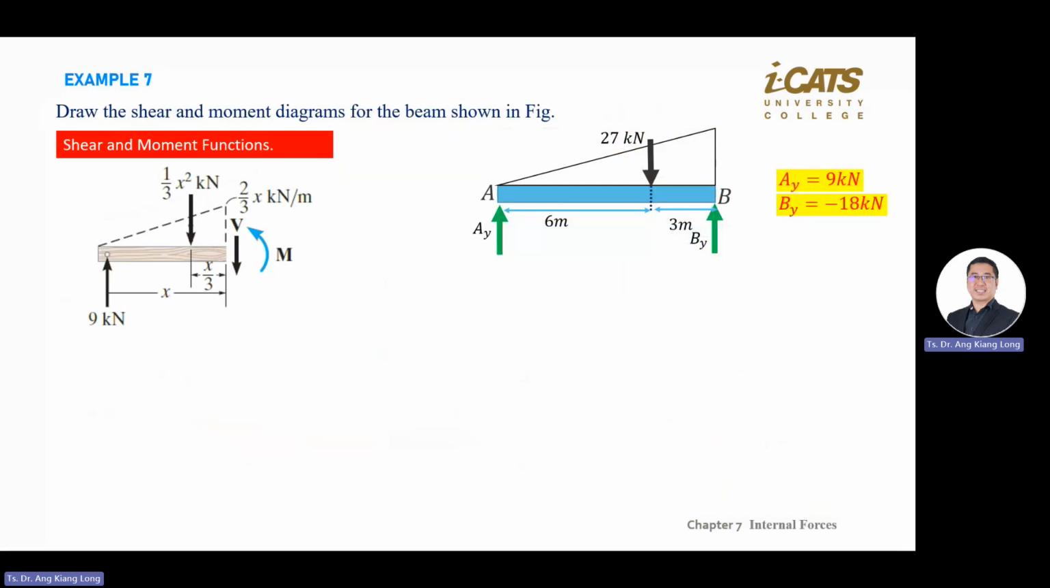And then V goes down, moment anticlockwise. We already explained why the black arrow is 1 over 3 x squared, and why this dotted triangle is 2 over 3x kilonewton per meter. And from the previous equivalent equation, we found that your AY is 9 kilonewton. Correct, anticlockwise positive.